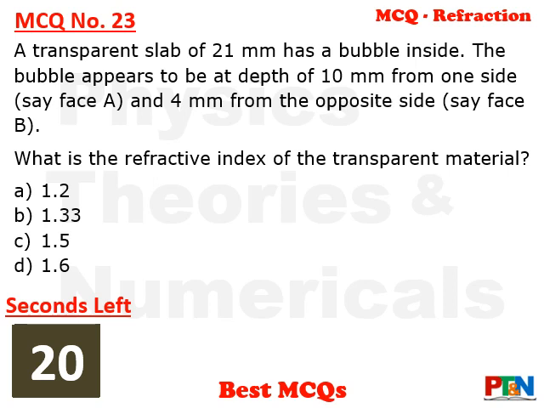Next MCQ, a nice one, be very careful. A transparent slab of 21 millimeter has a bubble inside it. You are looking at the bubble from two sides of the slab. So bubble appears to be at depth of 10 mm from one side, say we call it face A, and it appears in 4 mm depth from the other side, that is face B. First question, what is the refractive index of this transparent material? 4 options, 20 seconds time. Timer starts now.